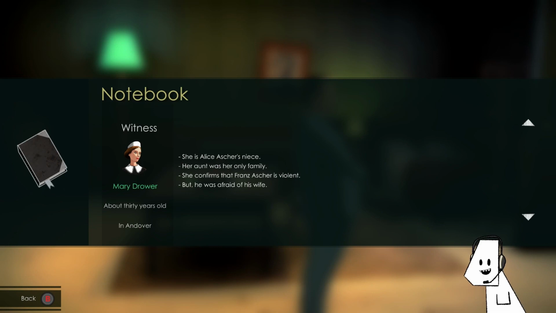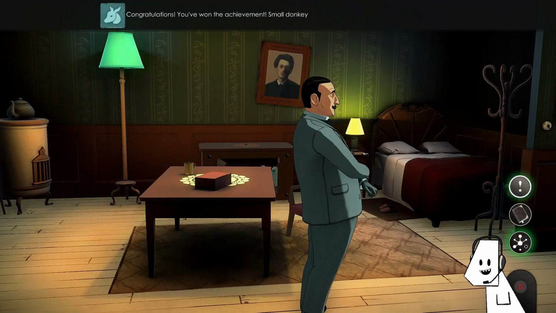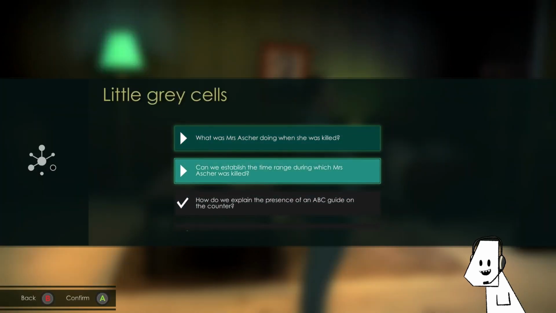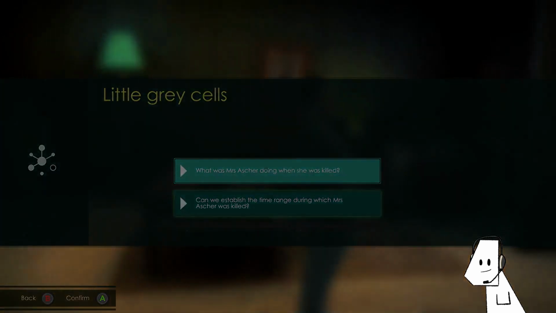Okay, so the witness was Mary Dara. Her aunt was the only family. Confirmed that Franz was violent, but he was afraid of his wife. Why was he afraid of his wife? Find Franz Asher. What was Mrs. Asher doing when she was killed?